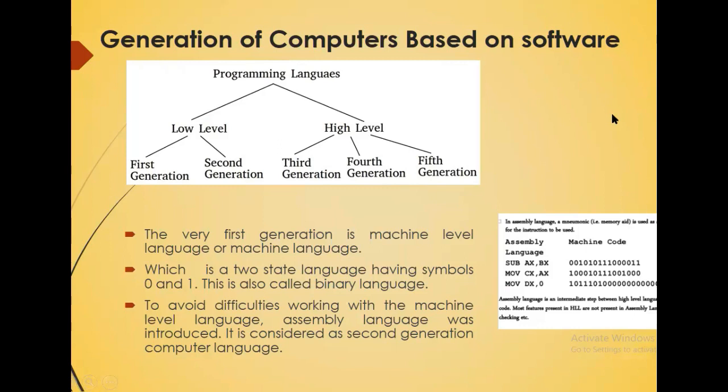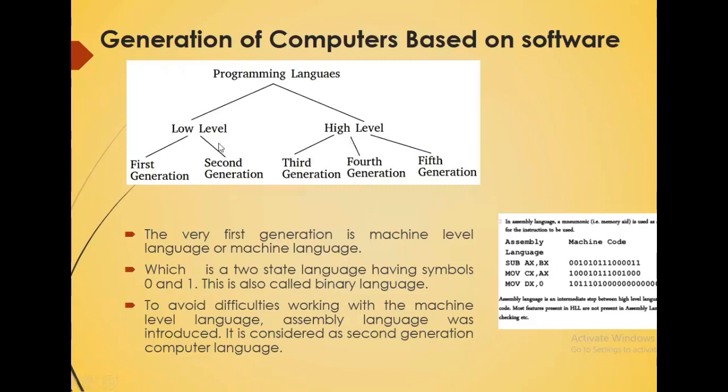Now we are moving ahead with computer generation based on software. Earlier computer generation we have discussed based on hardware. So now basically there are two groups of programming languages. One is low level and second is high level. The low level programming languages deal with computer hardware. And high level programming languages are used in software. There are two low level generations, first and second. And from third generation, programming languages are high level.